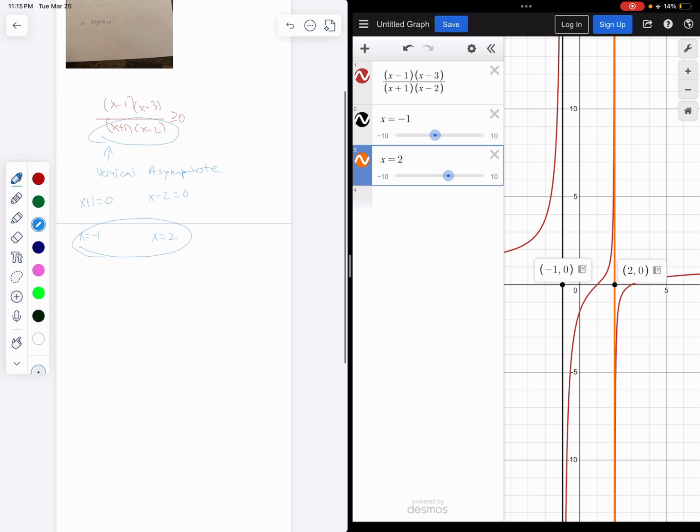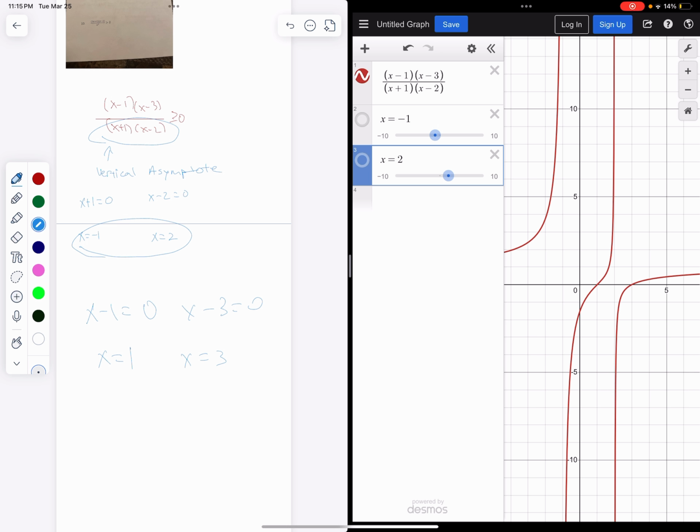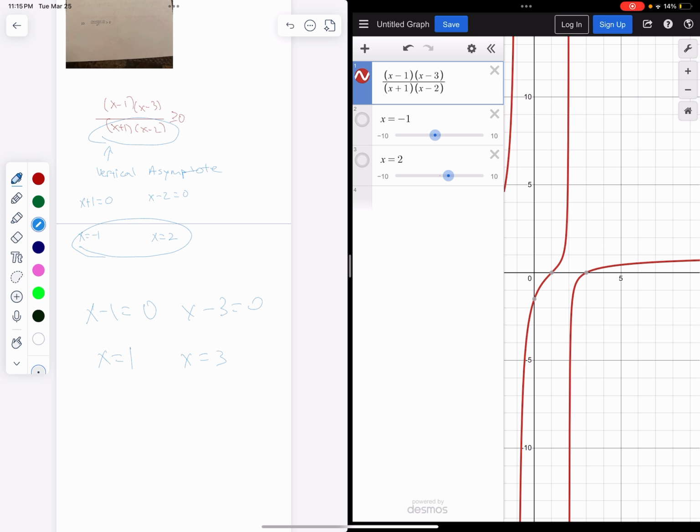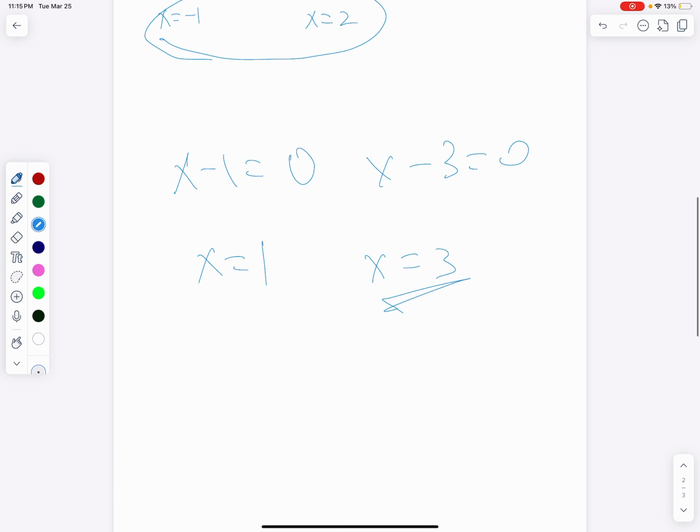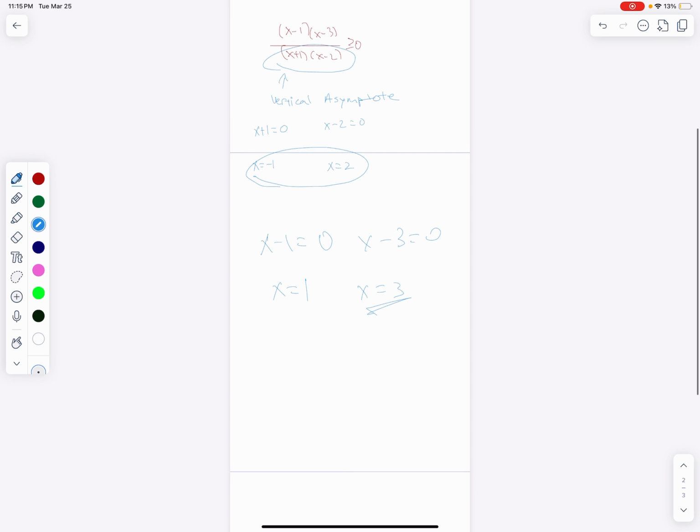Now when the numerator is equal to 0, that would be when x minus 1 is 0 and x minus 3 equals 0, which means x is 1 and x is 3. These represent the zeros of the function. So you'll see at x equals 3 here we have a 0, and also at x equals 1 you have a 0.